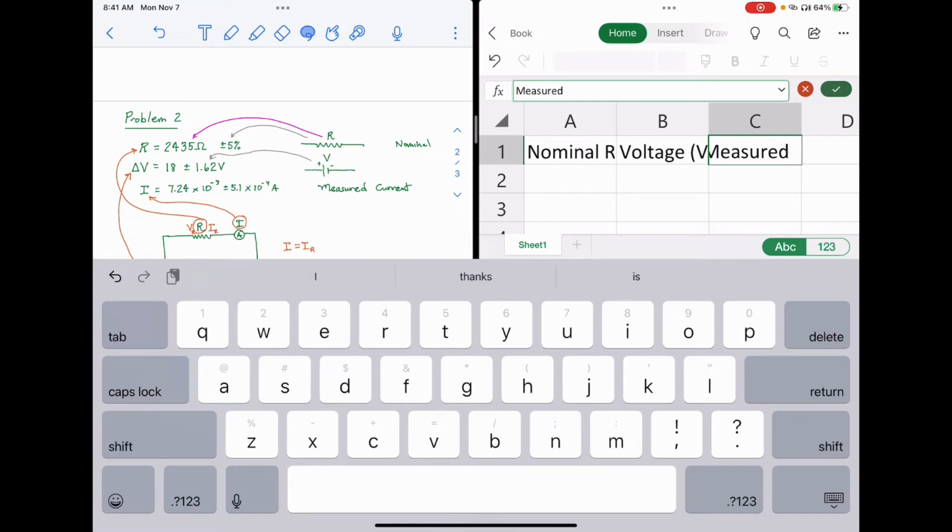So notice what I'm doing. I'm trying to type in as much information as I possibly can about the system, and I would suggest that you do the same thing. And this is going to be in amperes.